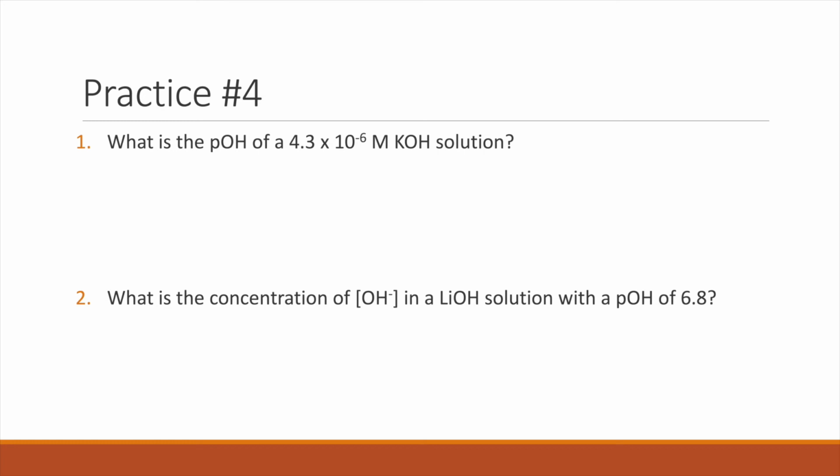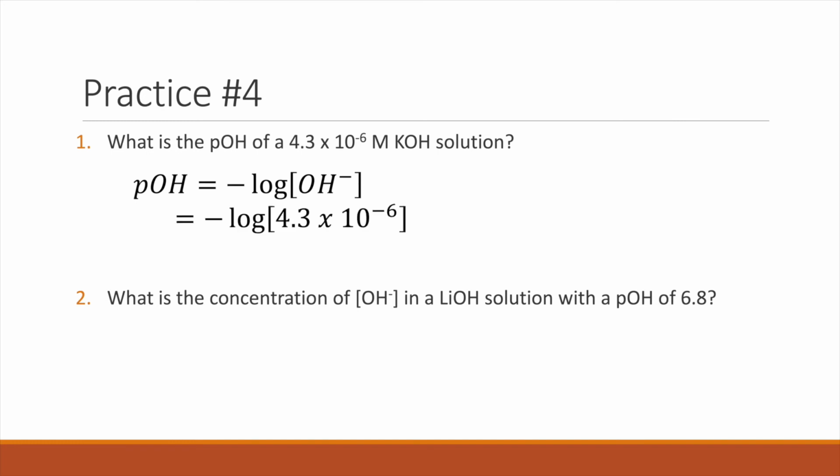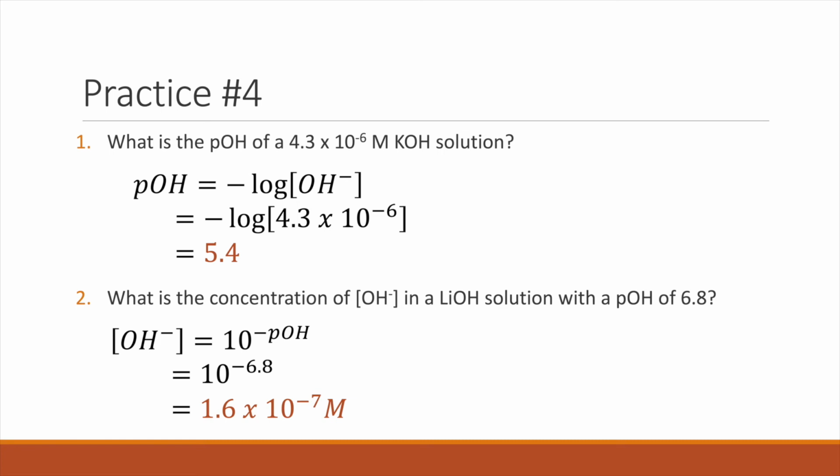Alright, looking at number 1, it says, what is the pOH of a 4.3 times 10 to the negative 6 molar KOH solution? To find pOH, we take the negative log of concentration. So the negative log of that 4.3 times 10 to the negative 6 gives me 5.4. In number 2, what is the concentration of OH minus in an LiOH solution with a pOH of 6.8? To find concentration, I do 10 to the negative exponent. So 10 to the negative 6.8 is 1.6 times 10 to the negative 7th molar. And don't forget your units there.